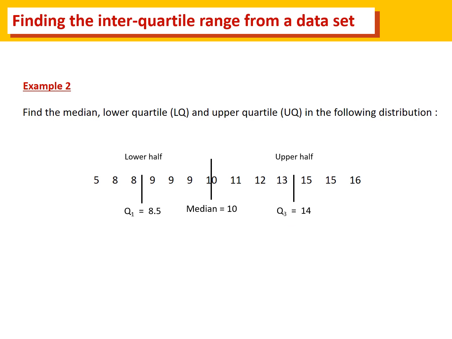So 14 is our upper quartile, 8.5 is our lower quartile, and the interquartile range, interquartile means between there, so it's between the upper quartile and the lower quartile. That would be 14, subtract 8.5, and that would be 5.5. And that's how you find the interquartile range from a data set.